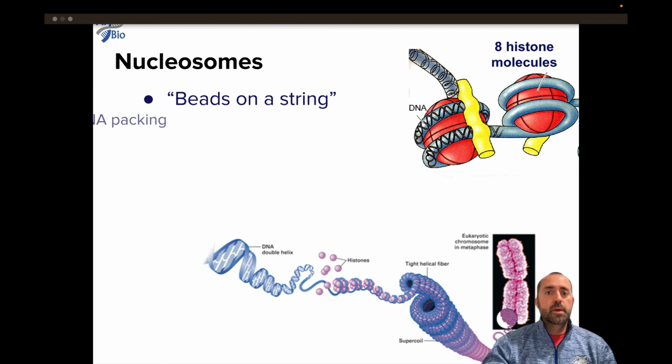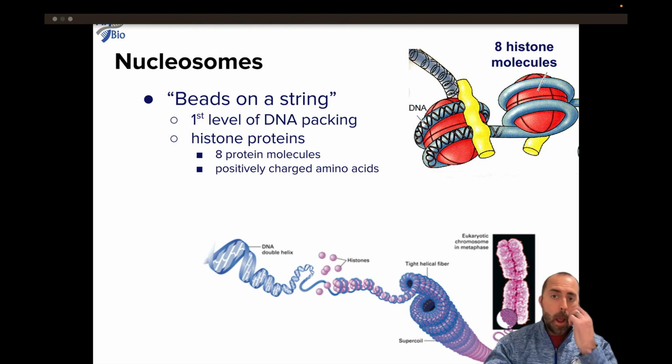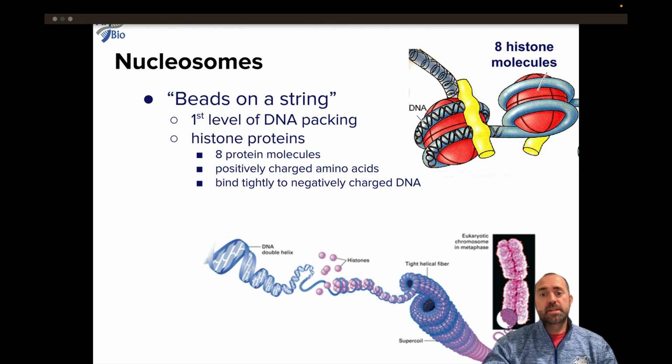So a nucleosome, I want you to think about nucleosomes as kind of like beads on a string. It's our first level of DNA packing, and basically you are wrapping the DNA molecule itself around these histone proteins, which are actually 8 protein molecules all bundled together. They have a positive charge. Since DNA is negatively charged, it binds very tightly to those histone proteins and gives us a packing mechanism of how DNA is going to be organized.